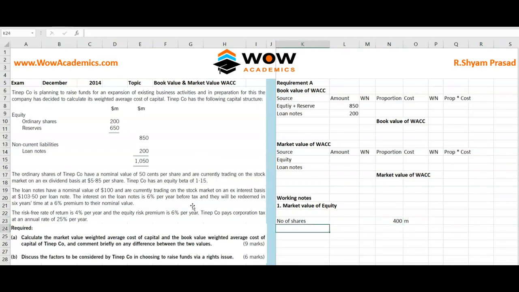Now we have to get the market value of equity. You can do it like this: the number of shares multiplied by the market price per share. The market price per share is 5.85. When you multiply both, you will get the market value of equity. So we'll have that.